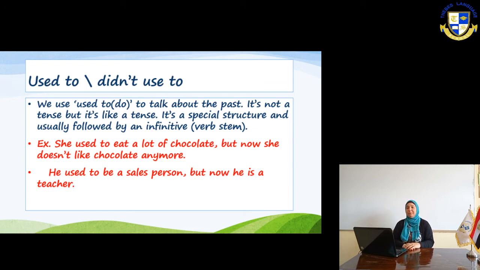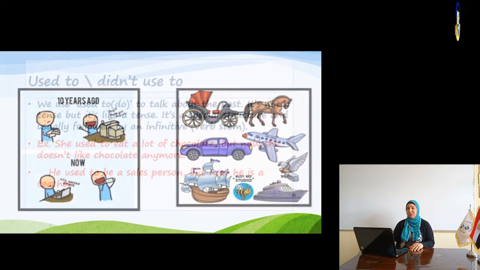For example, she used to eat a lot of chocolate, but now she doesn't like chocolate anymore. That means that when she was young, she used to eat a lot of chocolate every day, like any child, but now she doesn't like it anymore. He used to be a salesperson, but now he is a teacher. So in the past, in the very beginning of his life, he used to be a salesperson, but now he is a teacher. He changed his career. In the next slide, we will know more.